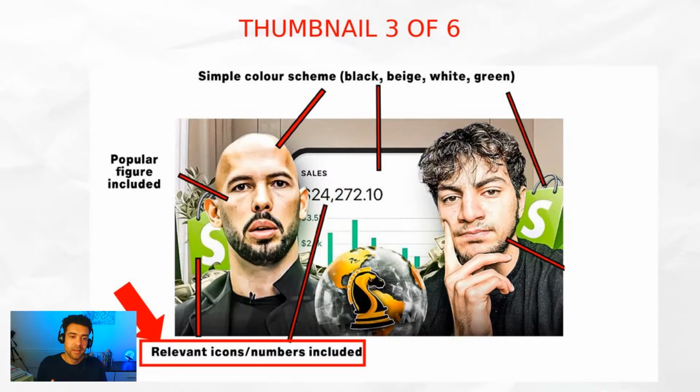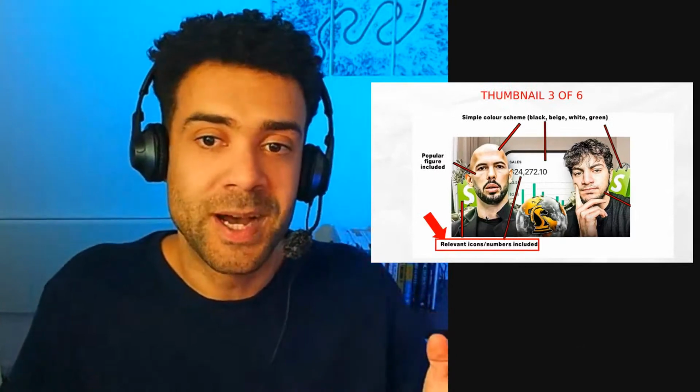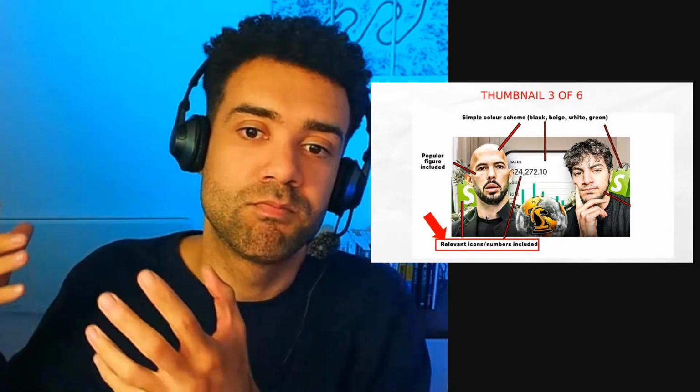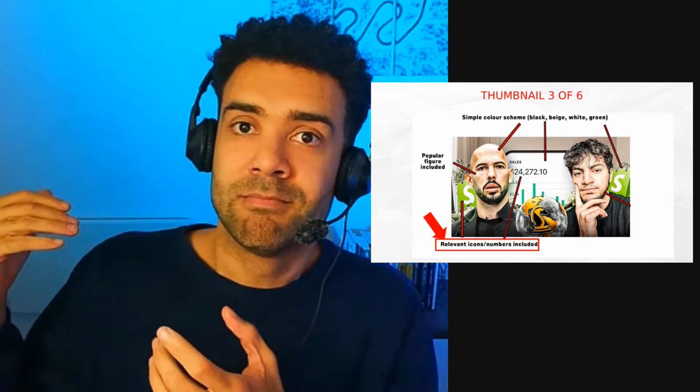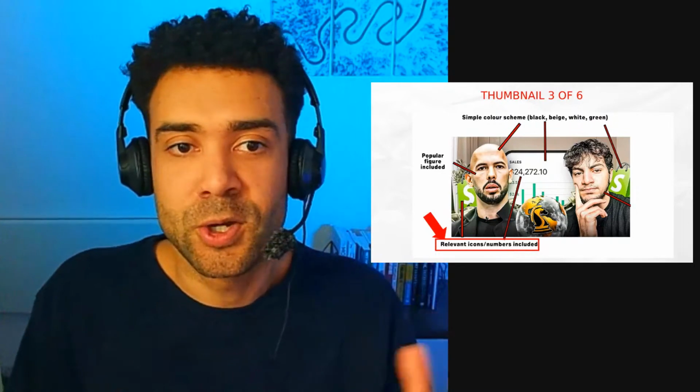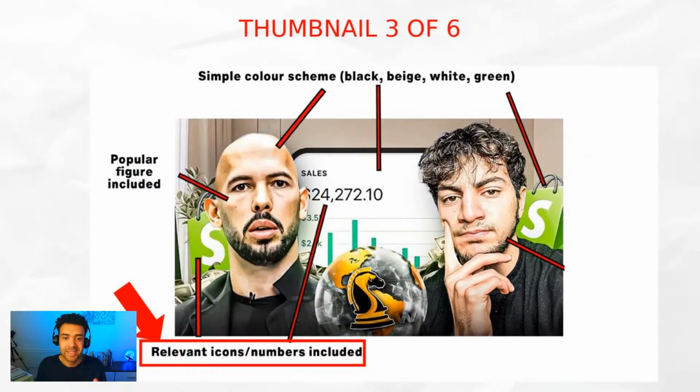Next up, as before with the previous thumbnail we looked at, this thumbnail makes sure to include relevant icons and numbers in the thumbnail. So the video is about making money with Shopify and e-commerce. That's what the video goes on to talk about. And monetary figures and the logo of the biggest e-commerce platform, Shopify, is included in this thumbnail because that's exactly what the video is about. So you need to ground it in the topic you're talking about, and you can do that by including relevant icons and numbers, which you'll see in multiple thumbnails that we explore today.